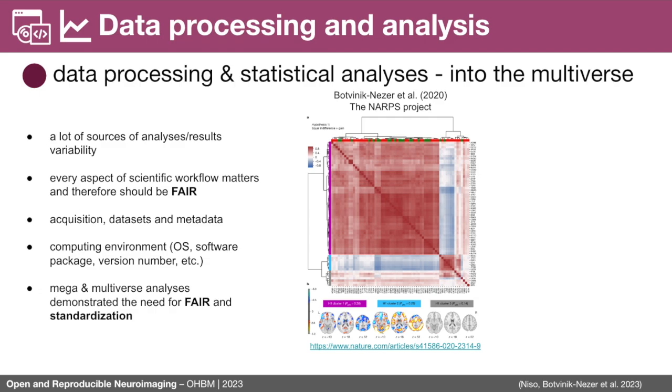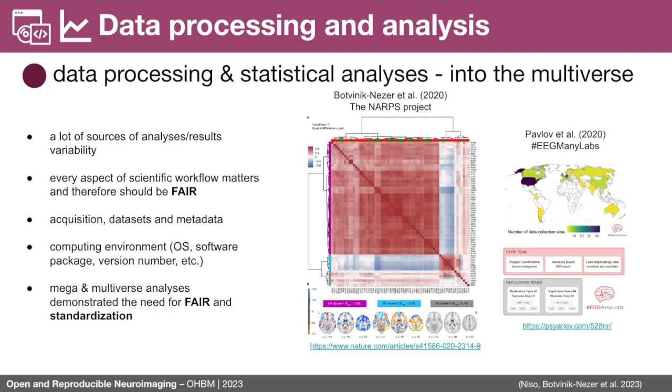Here, a set of analysis teams, I think it was 60-ish, all got the same dataset and were tasked to investigate the same hypothesis, with rather interesting results that we're going to dig into a bit more in just a few seconds. And another one that's currently still ongoing is the EEG Manylabs project, where I think the first results are going to be published early next year, if I'm not mistaken.